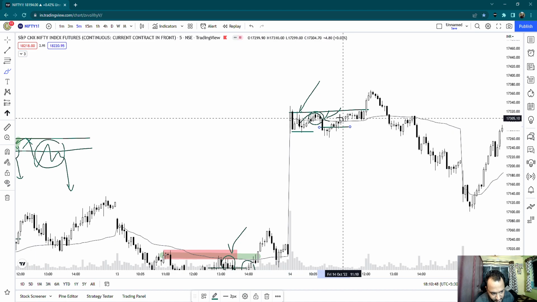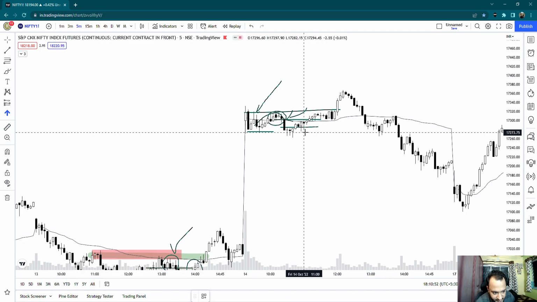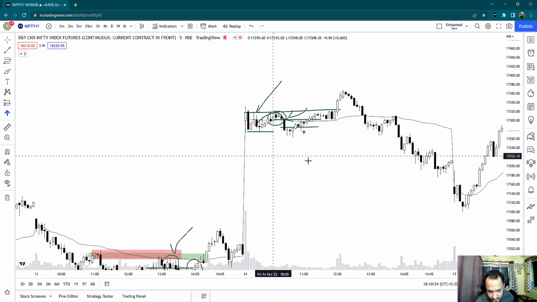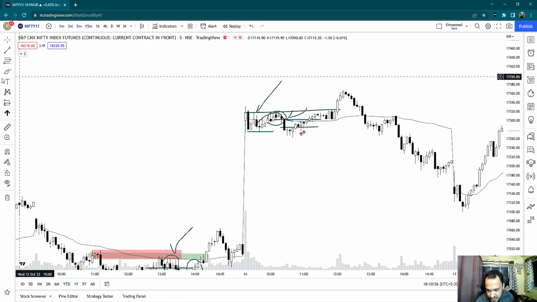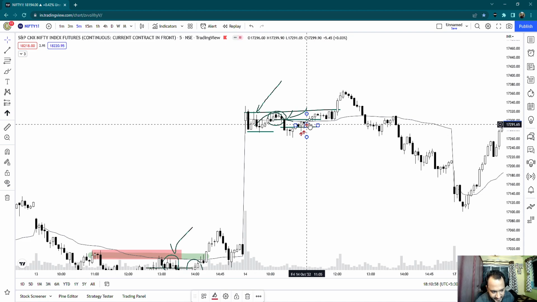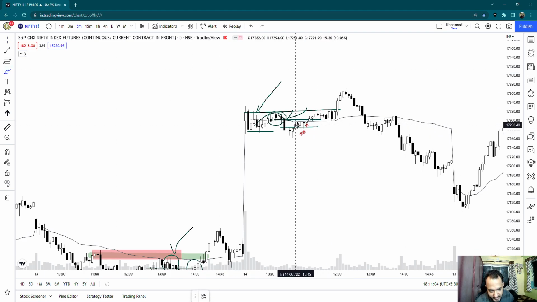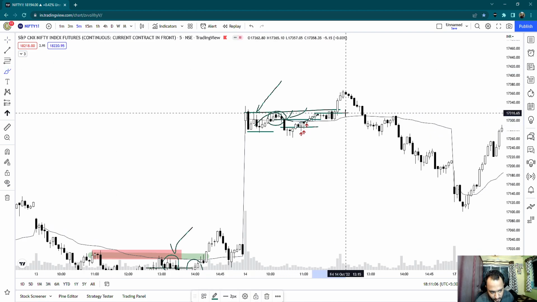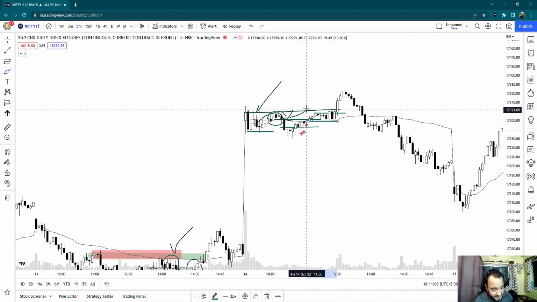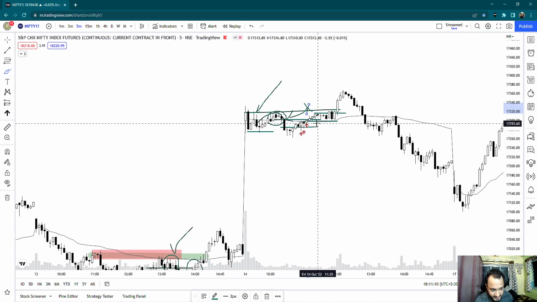Now what happens? We go up to the supply again, and here we are starting to make these pin bars on the upside. Pin bar, hammer, it doesn't really matter. I'm just seeing that at the supply, it's trying to push down, but again it's closing higher. So this will tell me that maybe price is trying to go up. But I still wouldn't take a long. It's only for exiting my shorts.